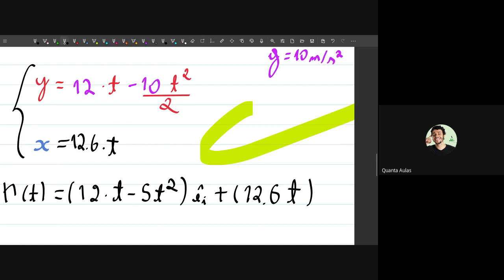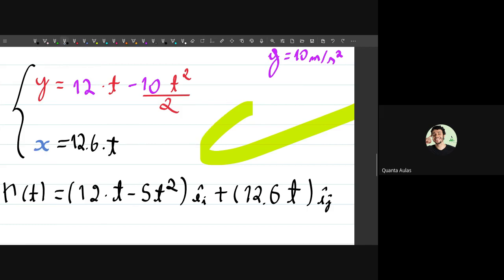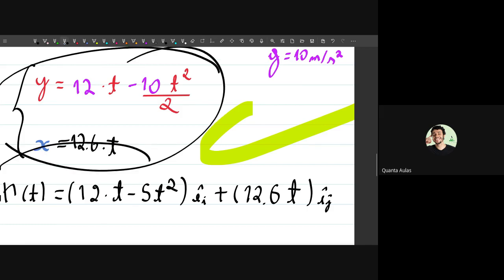This is another form to write the same thing. I write here, it's the same thing. It's just another form to write the same thing, okay? Your teacher will accept this and this, okay? It's the same thing.